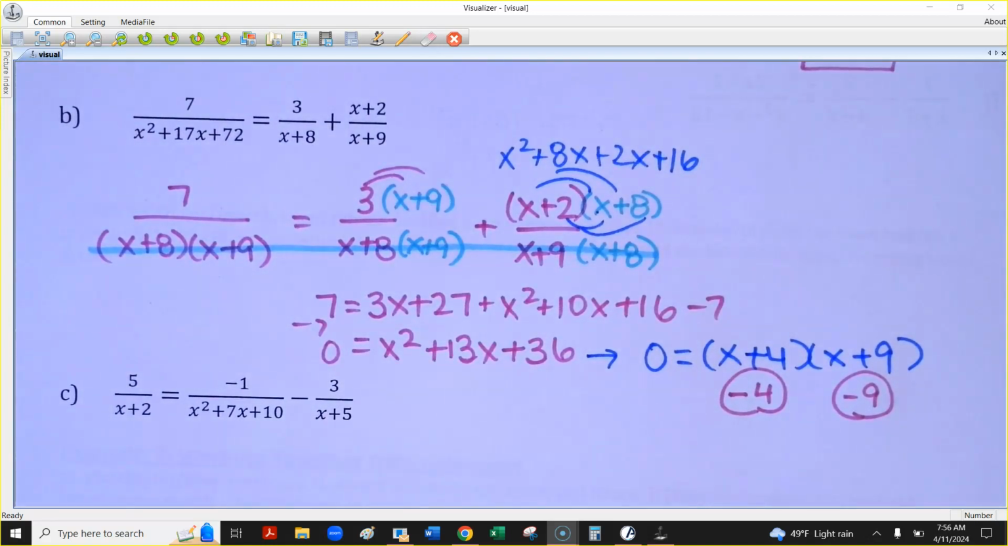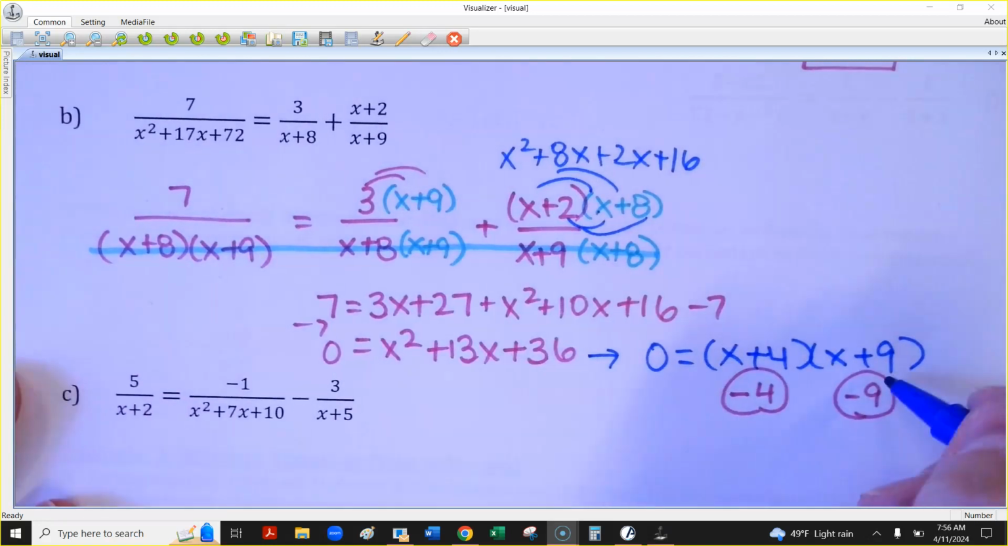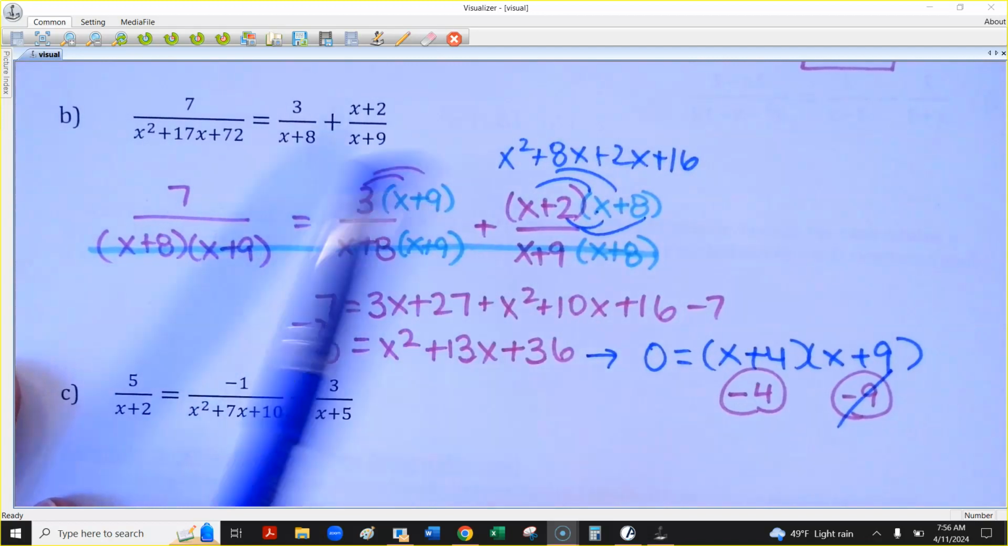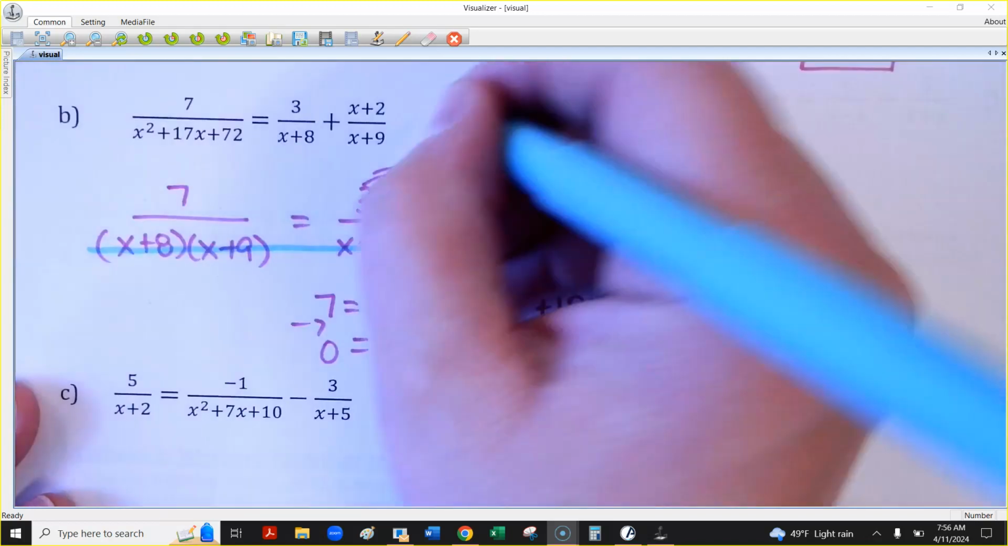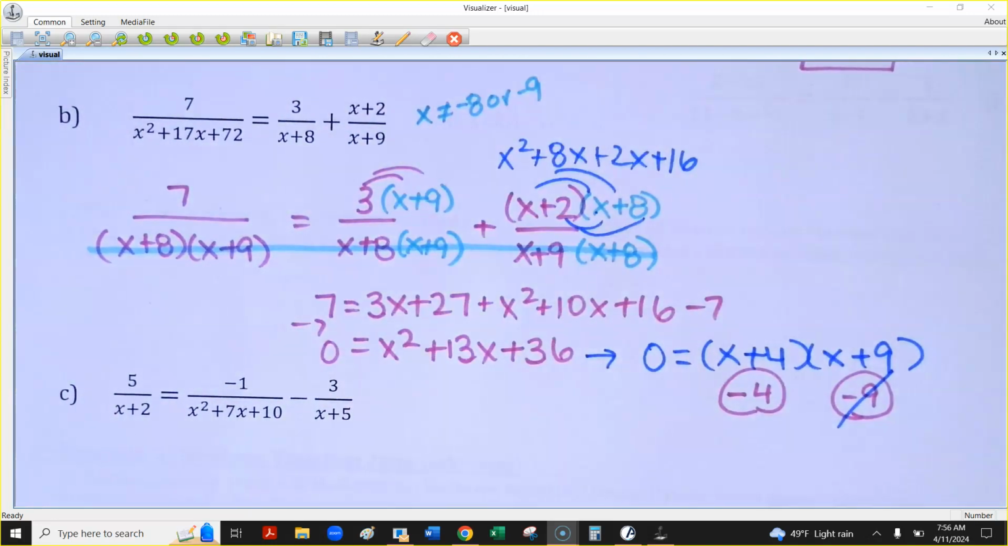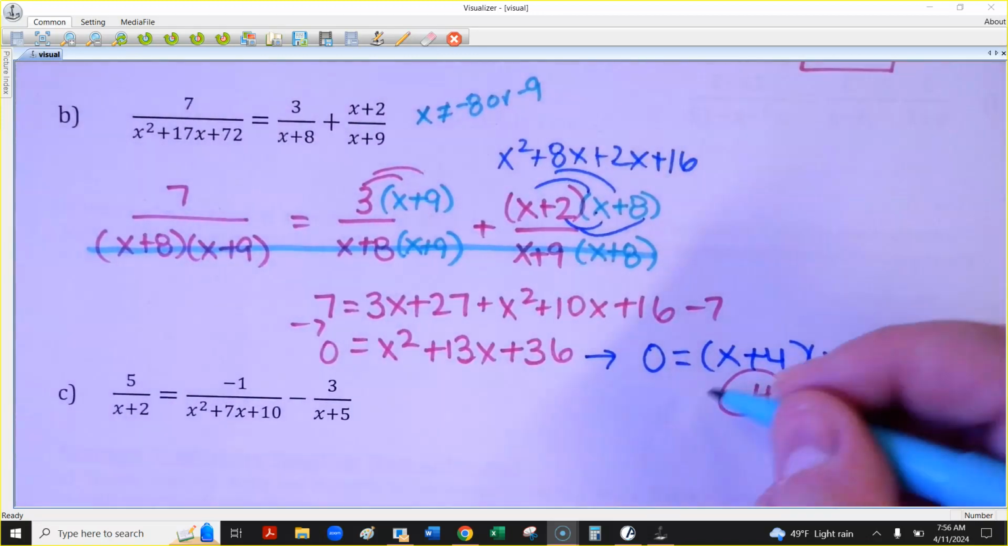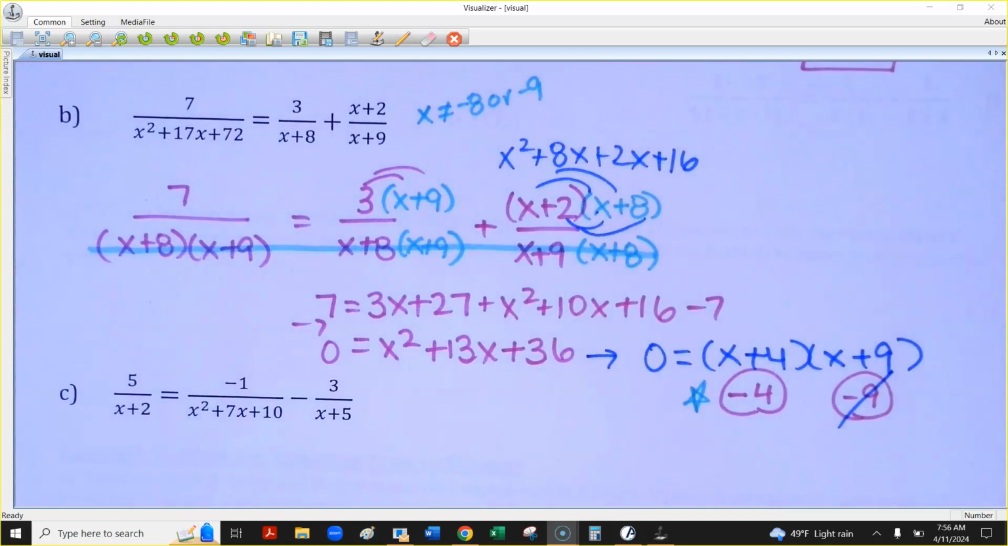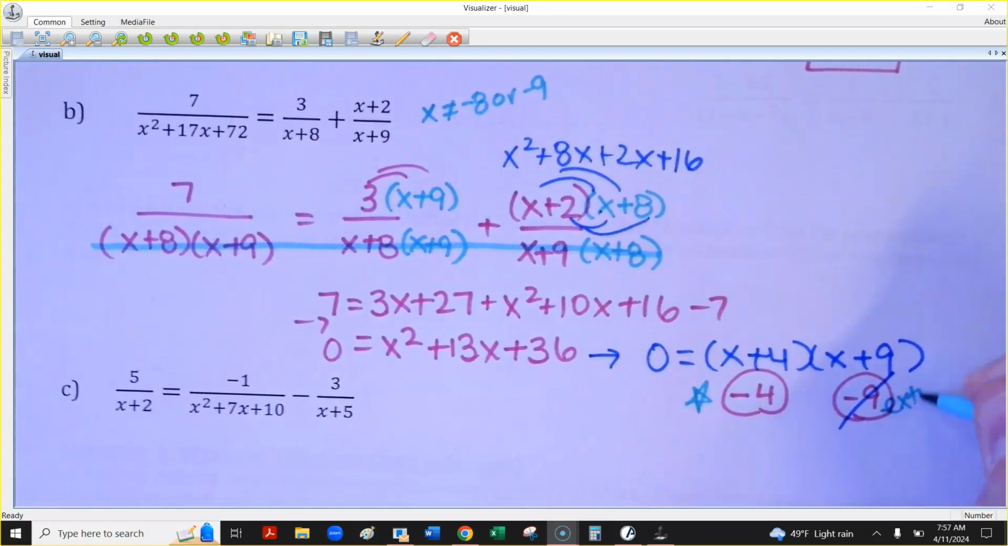Are both of those going to work? This causes you a problem because if you look right here, your two restrictions in the original problem, x could not be -8 or -9. Those would be the two numbers that would cause you to divide by 0. One of those numbers actually did end up being an answer. This is not a no solution, so -4 works, but the -9 does not. So -4 would be my only answer there. The -9 would be an extraneous solution.